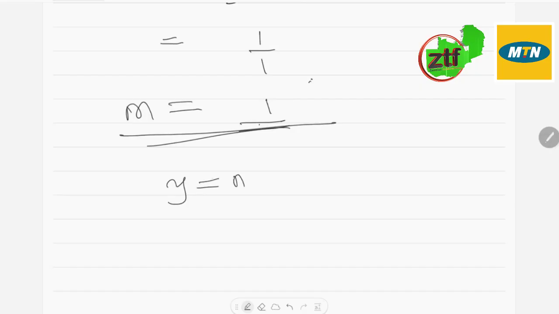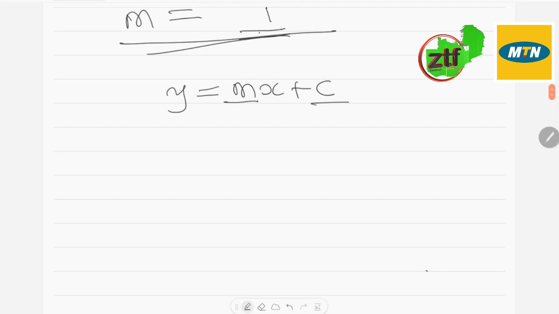We need also to understand that the equation of a straight line is written in the form y equals mx plus c, where m is the gradient and c is the y-intercept. So the y-intercept c represents the point at which that straight line cuts the y-axis.